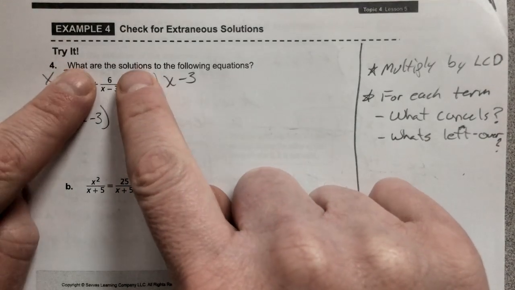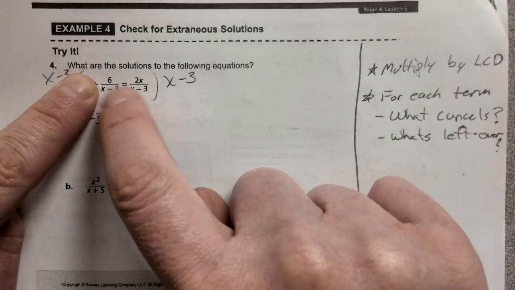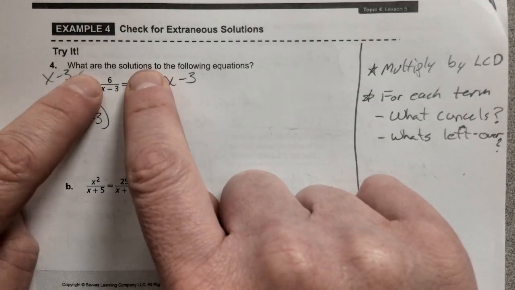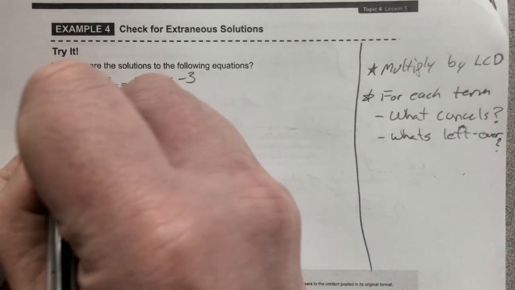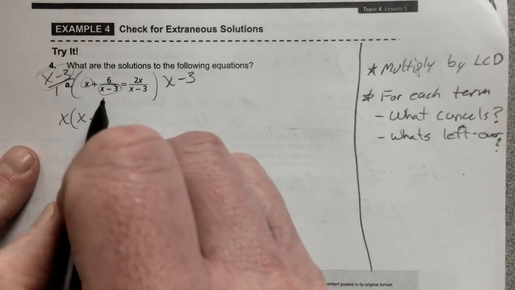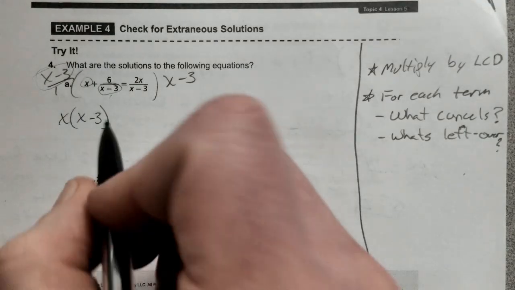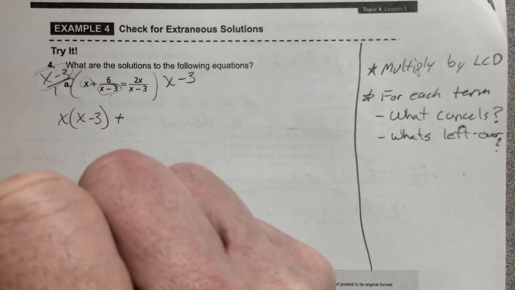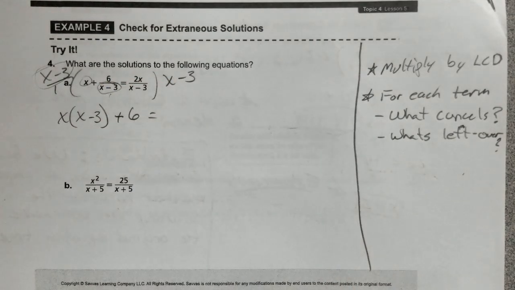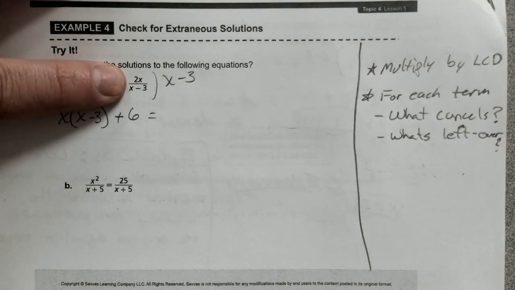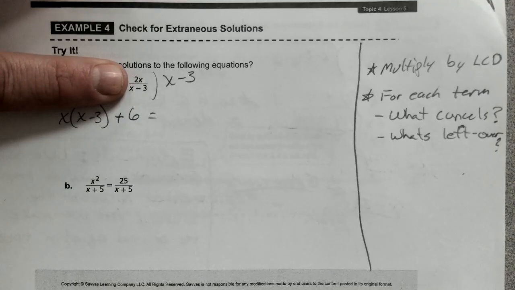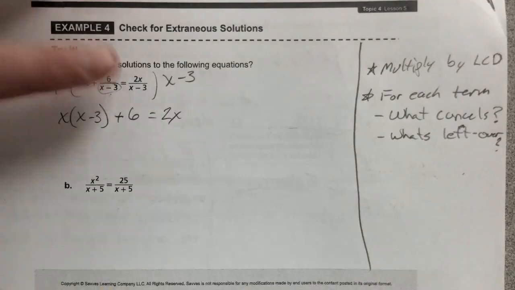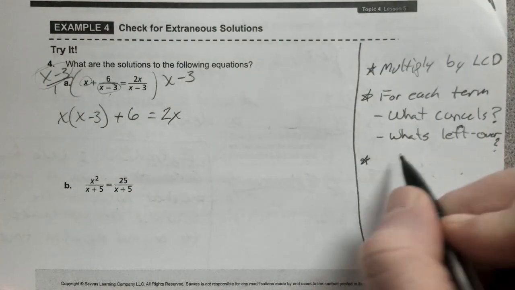All right, Austin, looking at our second term here. When we multiply 6 over x minus 3 with x minus 3, what cancels? X minus 3 is over 1, so the x minus 3's will cancel. Now, what's left over? 6, good. All right, Philip, on the right-hand side, when we multiply that term by x minus 3, what cancels? X minus 3, good. And what's left over? 2x, good. And now all we have to do is solve the remaining equation.